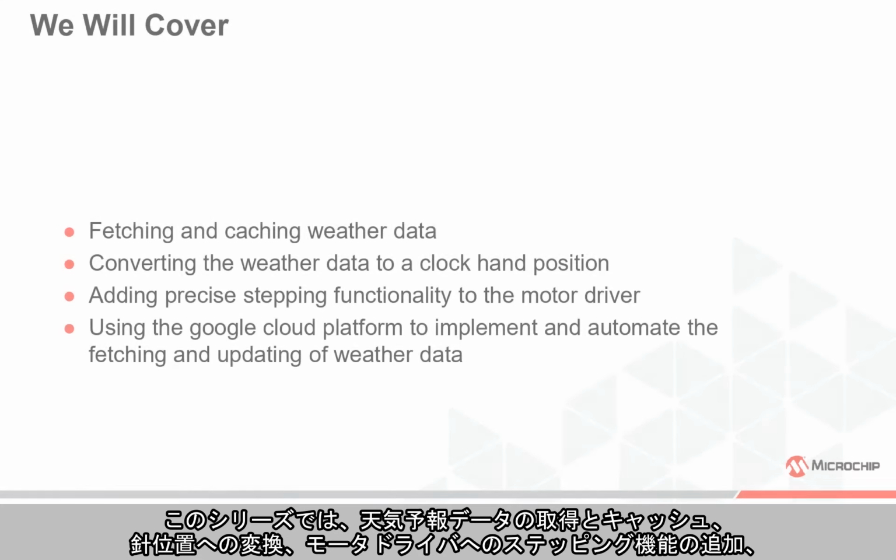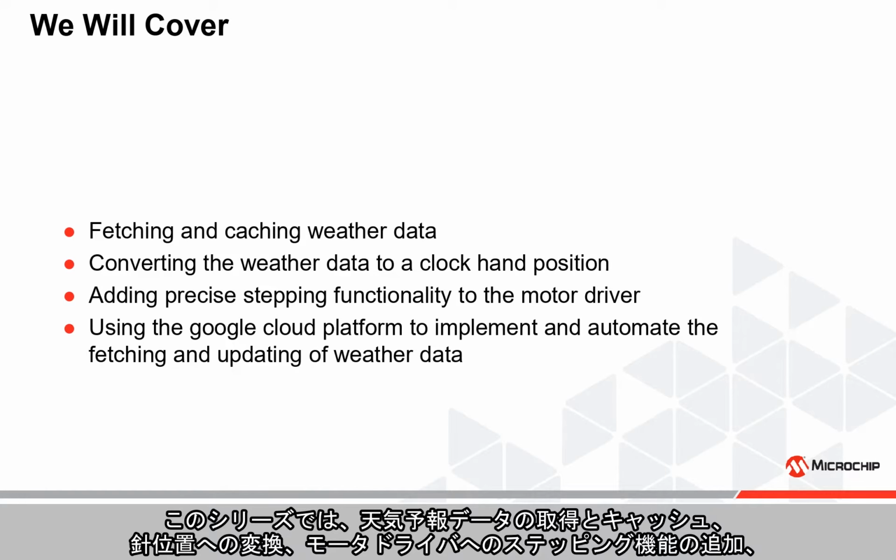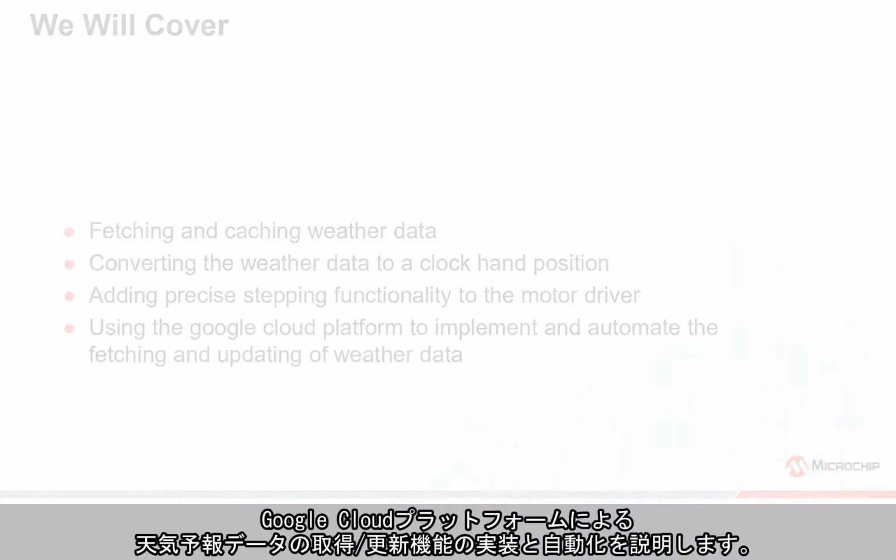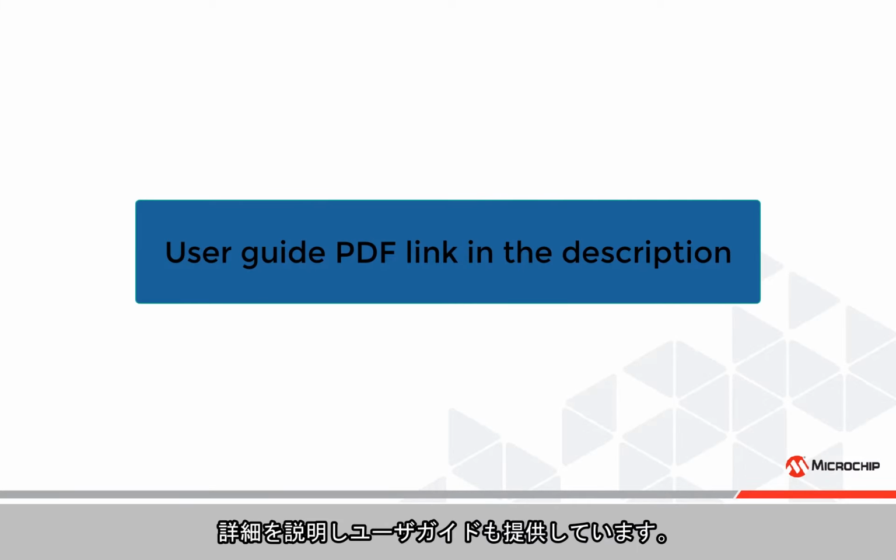We'll cover fetching and caching weather data, converting the weather data to a clock hand position, adding precise stepping functionality to the motor driver, and using Google Cloud's platform to implement and automate the fetching and updating of weather data. There is an accompanying user guide PDF for a more thorough explanation of all the steps.